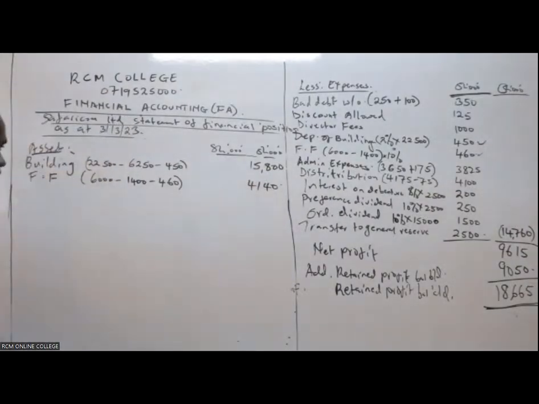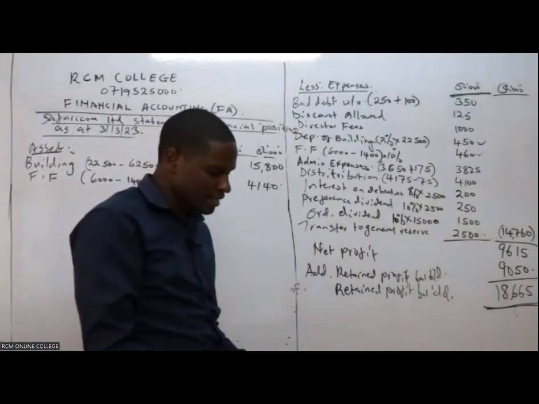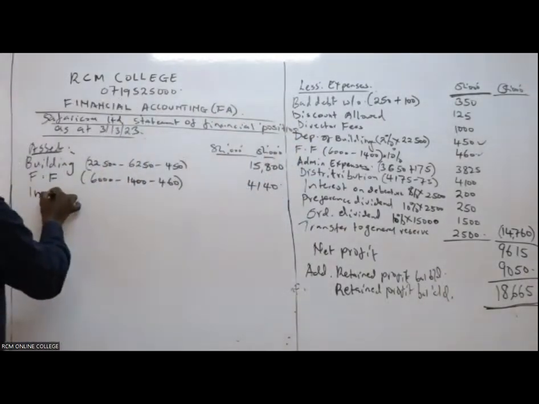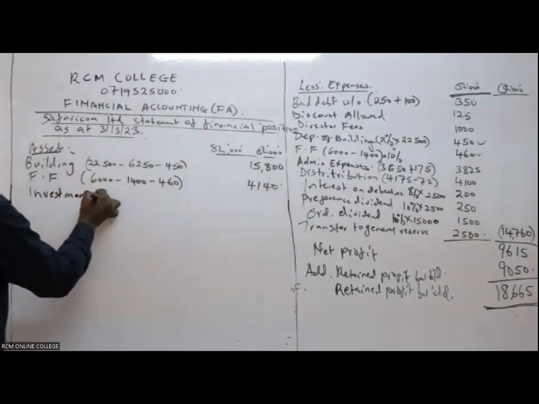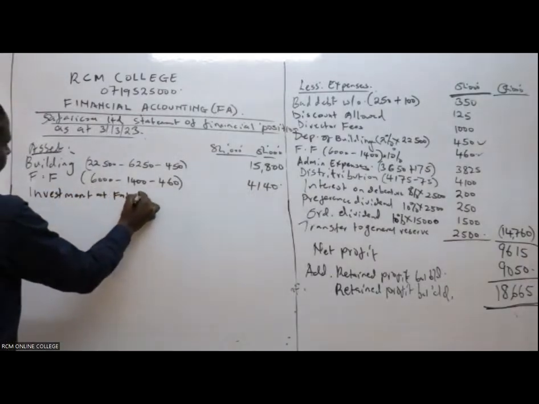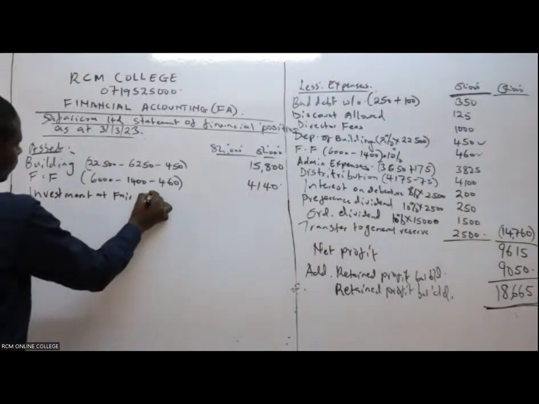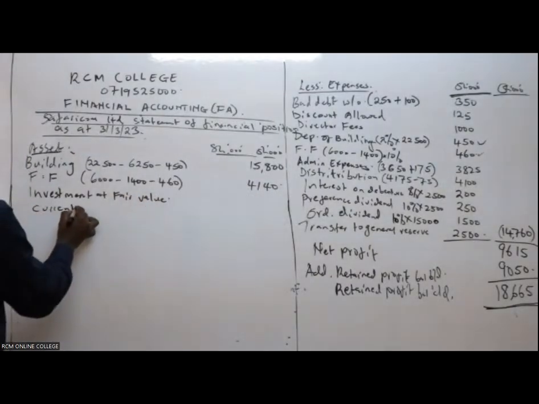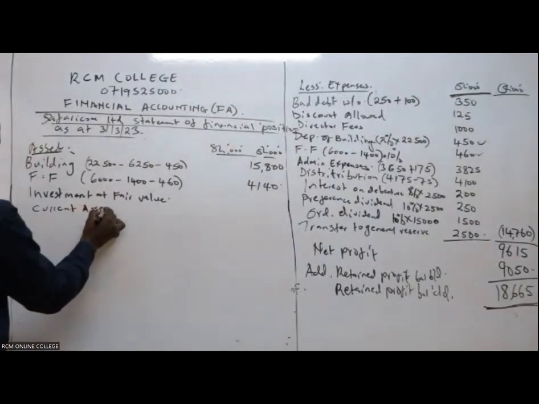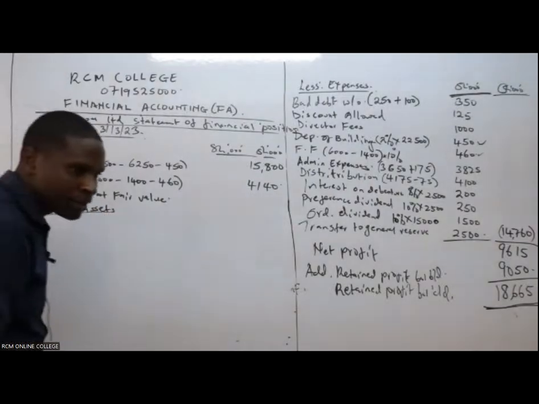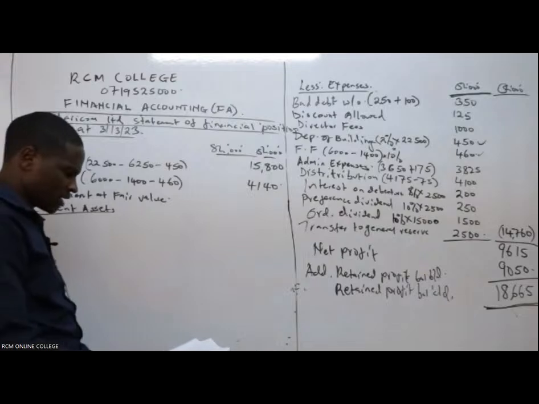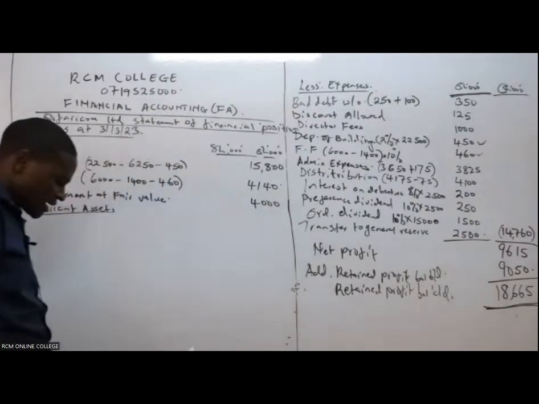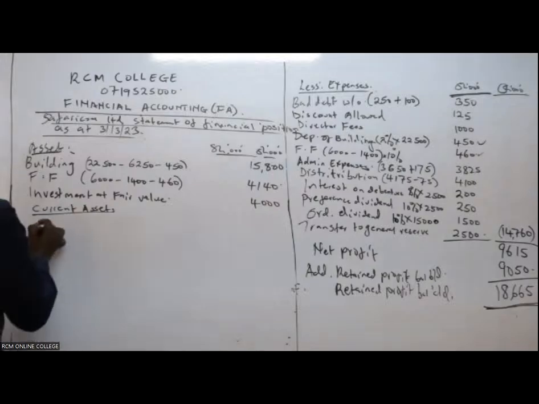And then we had the last item in that question, which was investment at fair value. How much was it? For those who have the question, how much was it? Then we go to the current assets. How much was it? It was 4,000. I can see it was 4,000. So for the current assets, we have inventory.